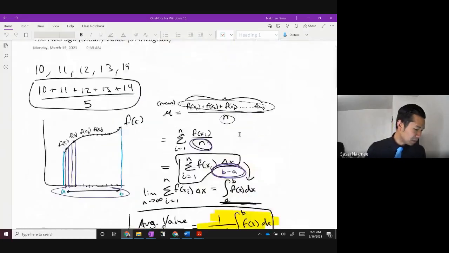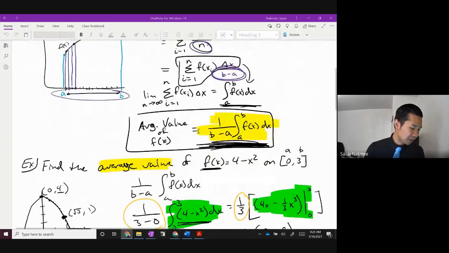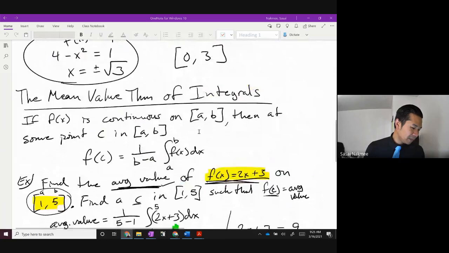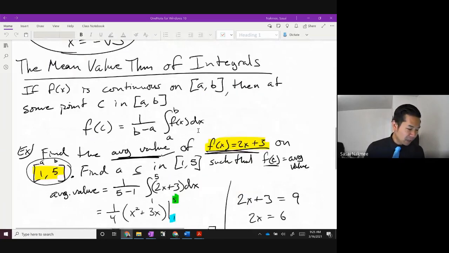And from this average value of a function theorem, we also found out that there's got to be a specific value between a and b where the function is equal to the average value. It's called the mean value theorem of integrals. It's like the mean value theorem that we learned for derivatives, except for derivatives we were looking at slopes of tangent lines. For integrals, we're just looking at the value of the function, and that's all it is.